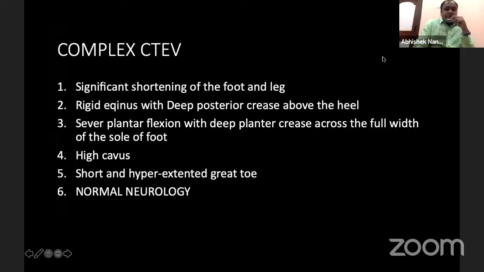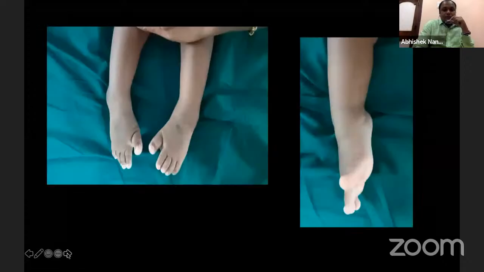Now, what is complex CTEV? In complex CTEV, there will be a significant shortening of the forefoot. There will be rigid equinus with a deep posterior crease. There will be a severe plantar flexion with a deep plantar crease across the full width of the sole of the foot. It will be a high cavus type. There will be a short and hyperextended great toe, and the neurology will be normal. So this is a case which we can say a complex CTEV. You can see the great toe is extended and short. We can see the rigid equinus. We'll come to the management part later.